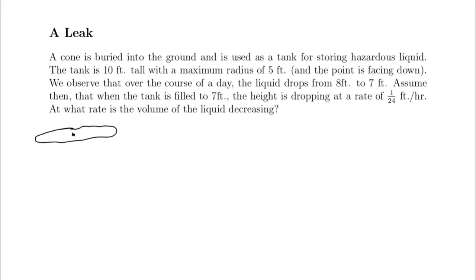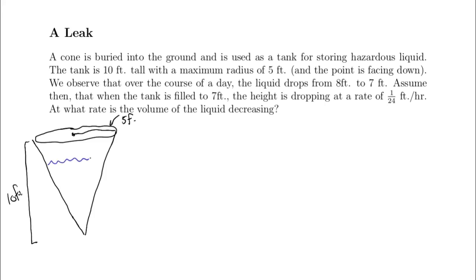What I mean by maximum radius is the radius at the top. That radius is 5 feet, and then since it's a cone, it comes down to a point like this, and the height here is 10 feet. And so we've got some liquid stored in here. It was at 8 feet, but now it's dropped down to 7 feet. We can measure that by looking at the distance downwards from the top. Really, we're saying it was 2 feet from the top, but now it's dropped another foot.